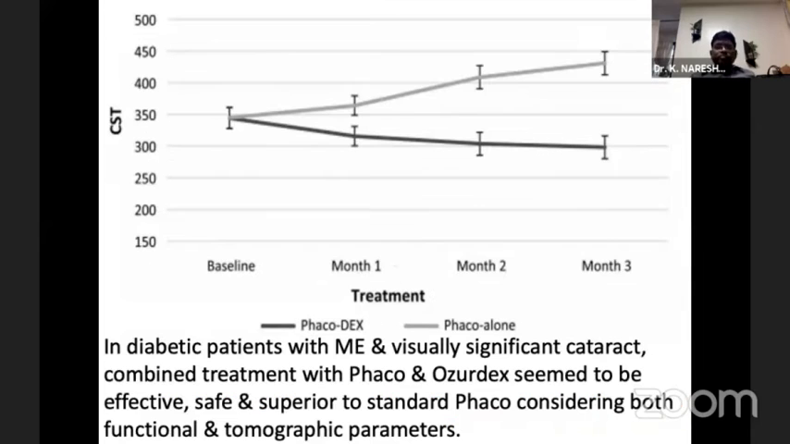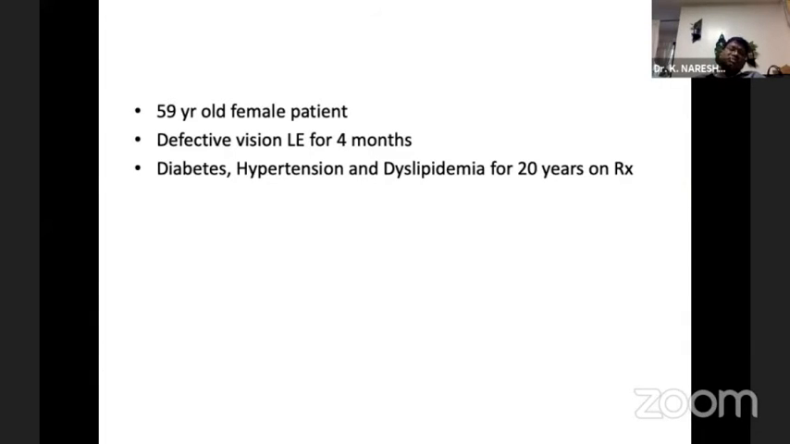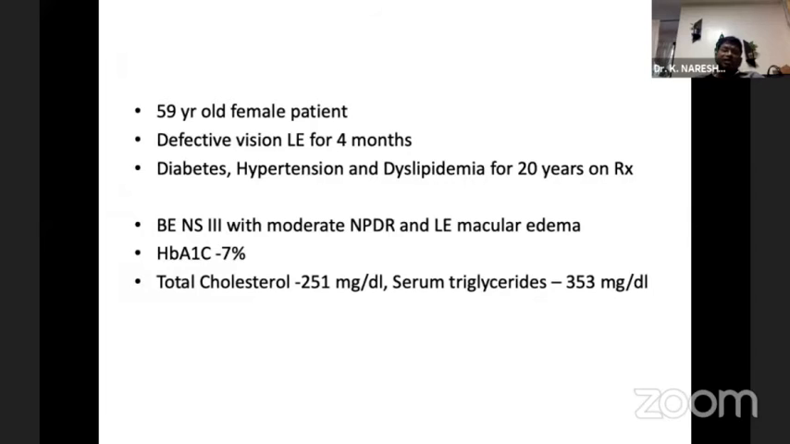So in diabetic patients with macular edema and usually significant cataract, if you combine the phaco with the Ozurdex, it is better compared to phaco without Ozurdex with macular edema. So it's better, we can go for these things. But the only thing is the cost of the phacoemulsification with the Ozurdex will be escalated and affordability will become poorer actually. So these are some of the cases where we have done a concurrent treatment of cataract with the macular edema.